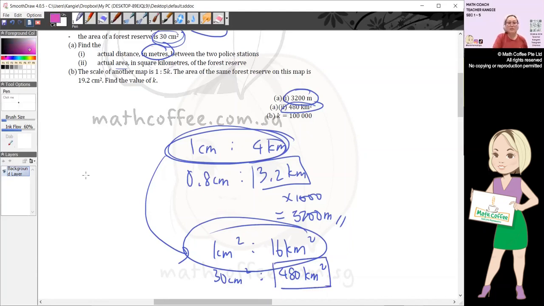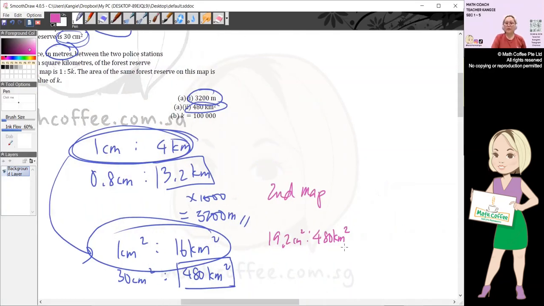So what they're trying to say is on the second map, my actual is 480 km square, cannot run away. Now this time around on the second map, we use 19.2 cm square to represent it. So it means that 480 km square is 19.2 cm square. Then you are given this. So this is exactly like just now that question, whereby my left-hand side is 30 cm square, remember? So I need to square root both sides, but I have to change my left-hand side to become what?